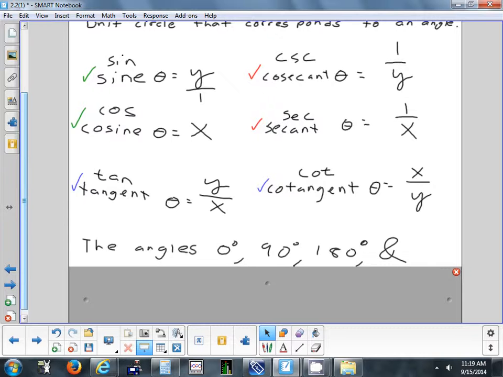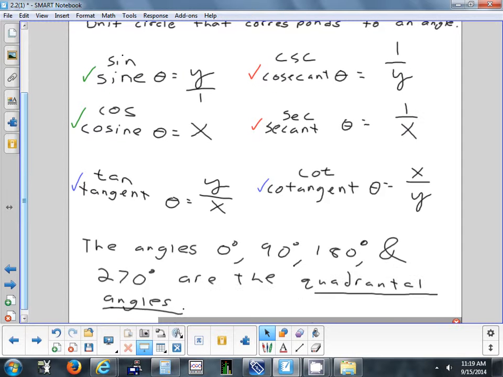So the angles 0, 90, 180, and 270 have special names because they're not in a quadrant. They're on an axis. If you were to draw any other angle besides 0, 90, 180, or 270, it would end up in a quadrant. But because these end up on an axis, and an axis is what divides our grid into 4 quadrants, these are called quadrantal angles. So right now, the only angles you know how to find the coordinate for are the quadrantal angles.